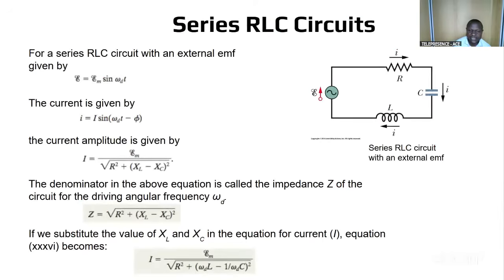So today we're looking at series RLC circuit. We started last Friday, so we just continue because we have looked at the three simple circuits: the generator with resistance, generator with capacitance, generator with inductance. But today we want to look at when we have all the elements in the circuit: the generator, the resistance, the capacitance, and the inductance.